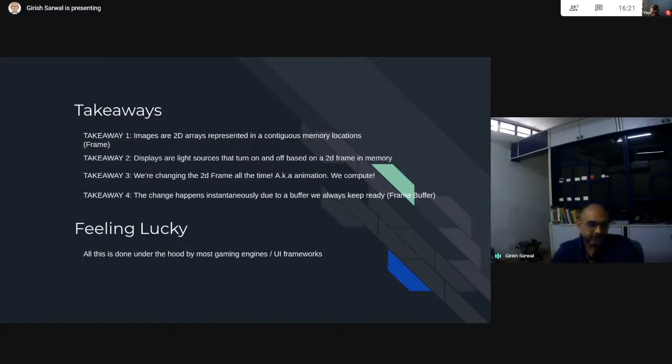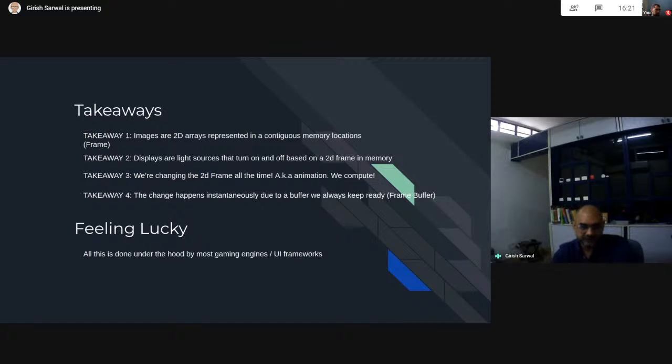So really, our takeaways from this entire thing is that, the first thing that we'll need to understand is that images are essentially nothing but 2D arrays represented in a contiguous memory location, which we lovingly call a frame. Displays are nothing but light sources that turn on and off based on a 2D frame in memory. So you have multiple 2D frames in memory, and there is a component in your system that's responsible for flipping them around. But all you're doing is writing to that 2D frame, and that 2D frame gets slammed on the front, and then another 2D frame gets slammed on the front, and that's how animation happens. So we are really changing the 2D frame all the time, which is also known as an animation.